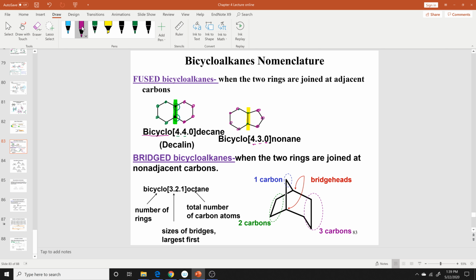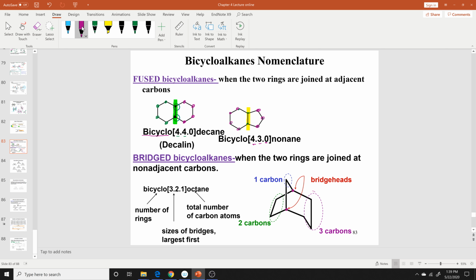Now if you have a bridged bicycloalkane, we're going to do the same thing, but the only difference is that once you reach the point where you want to count the number of carbons in the bridge, you have to do this. So here in this example, count all the carbons, including that one in the bridge, and that will be 8, so it's going to be octane.